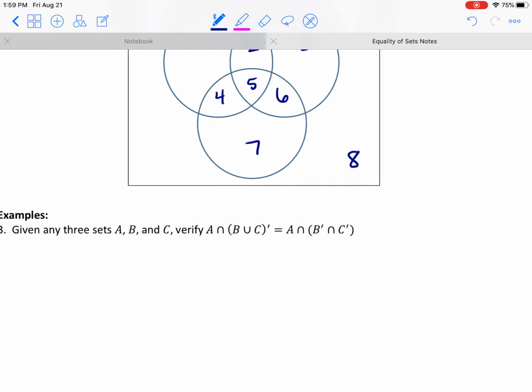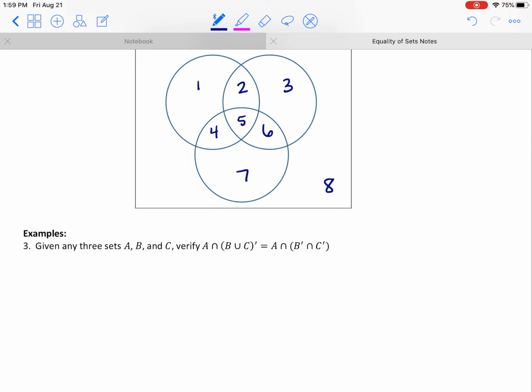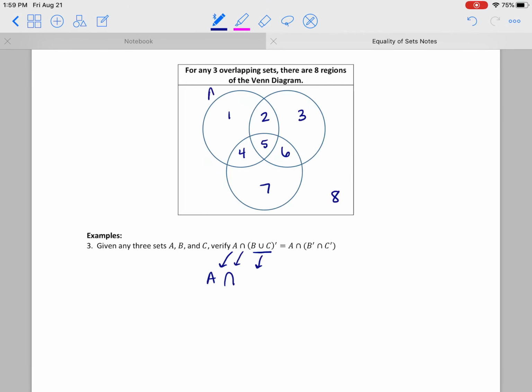We're going to look at some operations and determine if those operations lead us to the same regions. Here, we're going to go in the parentheses first. So I'm going to leave the rest alone for a second. What is in the union of B with C? Let's call this A and B and C. If I unite B and C all together, it encompasses regions 2, 3, 4, 5, 6, and 7.